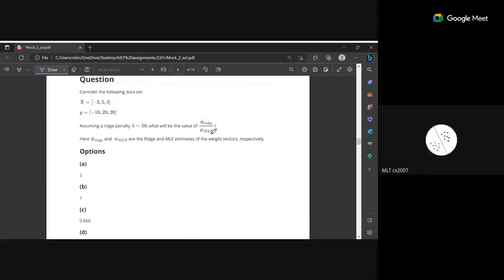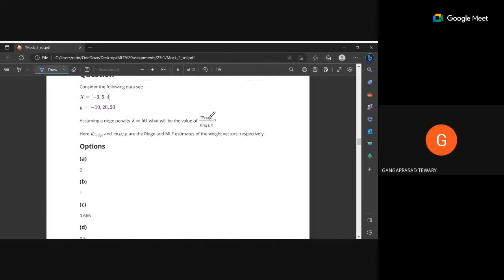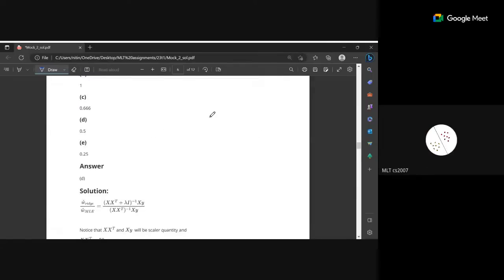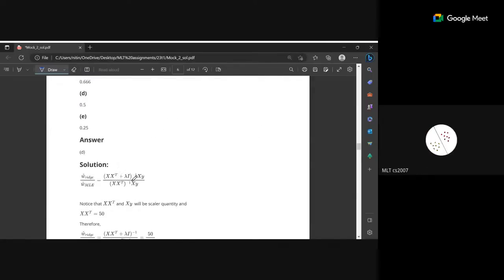Okay, in MLE, what do you get? It's the same thing, like X transpose X inverse X transpose y. Correct. And what is W ridge? Same formula, so I think it will be X transpose X plus lambda I, the whole inverse. Yeah, this one: X transpose X plus lambda I inverse X transpose y. This is W ridge. And this is W MLE.